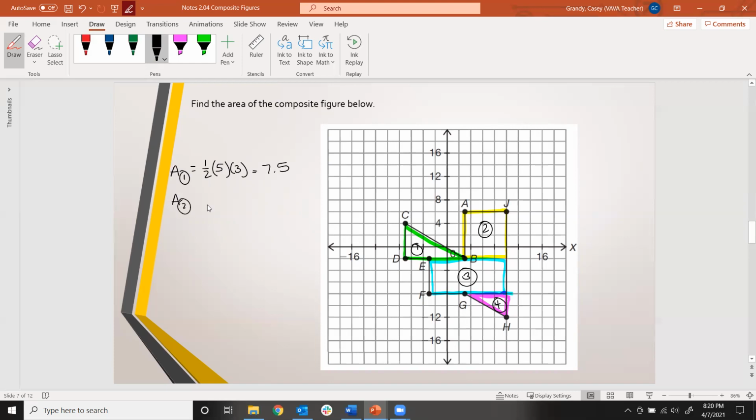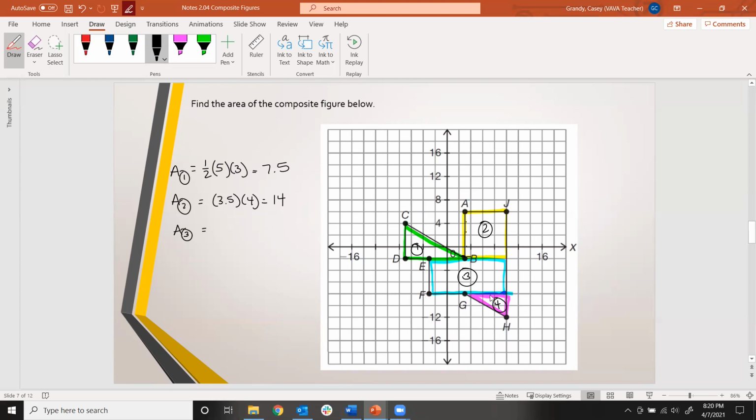The area of my second shape. I have another half block here. This is 1, 2, 3.5 blocks as the base. And the height, 1, 2, 3, 4. So this becomes 3.5 times 4. You do not have to have the formula for areas memorized. You will be allowed to use that formula sheet on all assessments.